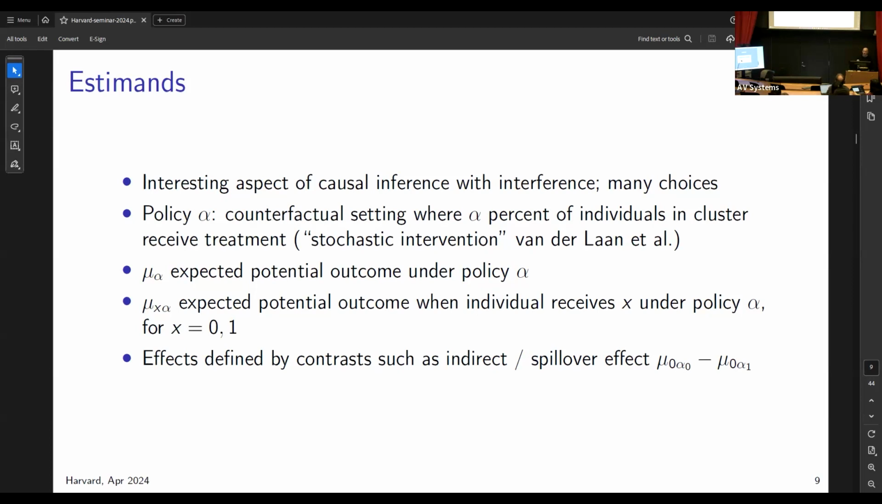And we can also think of the average outcomes depending on whether or not an individual is treated. So mu x alpha would be the expected or average potential outcome when an individual receives treatment X, and policy alpha has been deployed in the population. And then you can define treatment effects or vaccine effects as contrasts in these average potential outcomes. So for example, we might define an indirect effect or a spillover effect as mu naught alpha naught minus mu naught alpha 1. So that says what happens on average when you're not vaccinated and you change the proportion of people around you that are vaccinated. So if there is interference, if there is a spillover effect, then that would be non-zero.